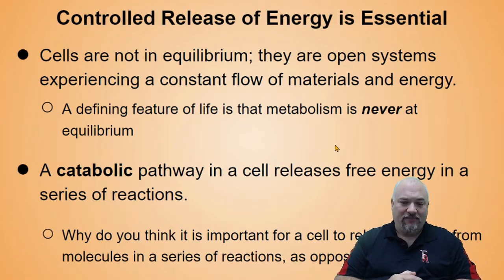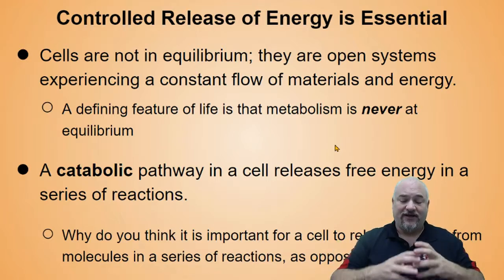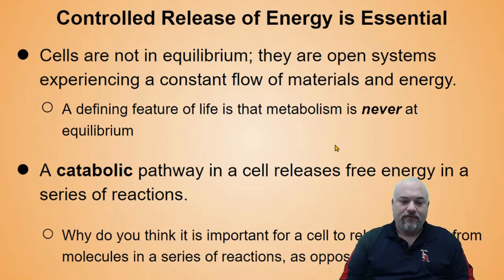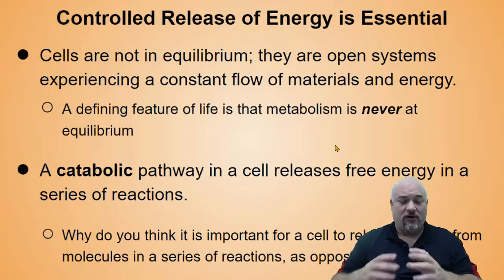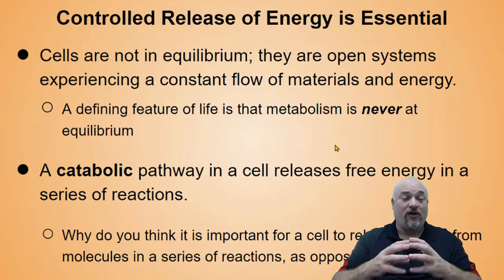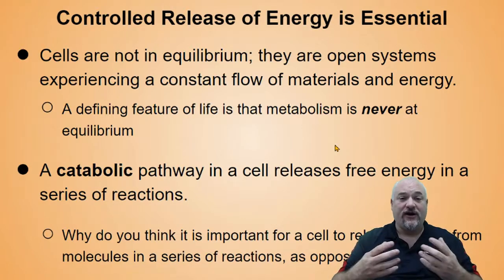A catabolic pathway in a cell releases free energy in a series of reactions. So catabolic, remember, breaking things down, exergonic. Why do you think it's important for a cell to release energy from molecules in a series of reactions as opposed to all at once? Hopefully you're thinking with me here. If all that energy was stored in a molecule and released all at once, it's going to be much harder to harness it.